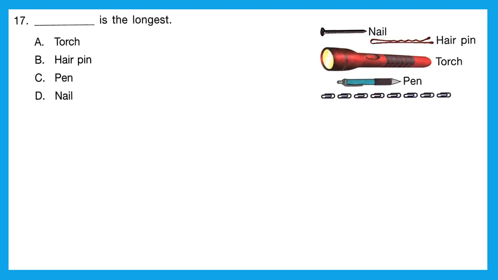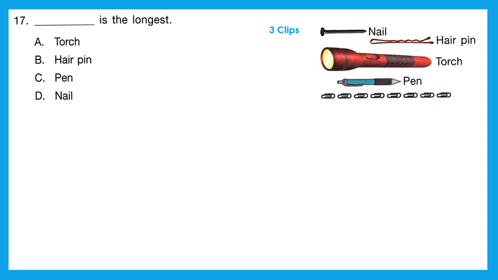Question 17. Dash is the longest. So there are four things: nail, hair pin, torch and pen. And we need to find out which one has the highest length value, the longest one. We see that there are some clips and that is going to be the measurement method for us. So let's find out nail is equal to how many clips, and similarly the other objects also.